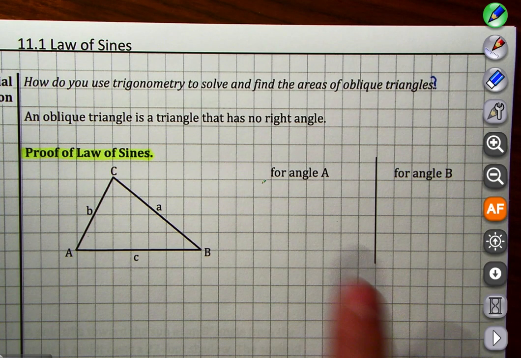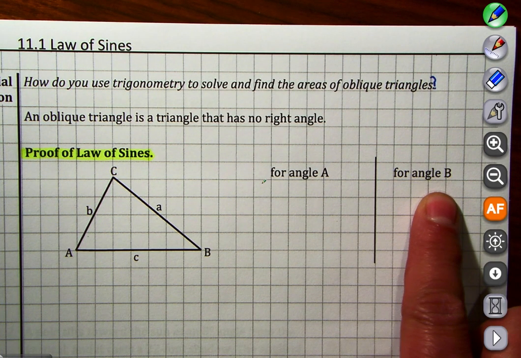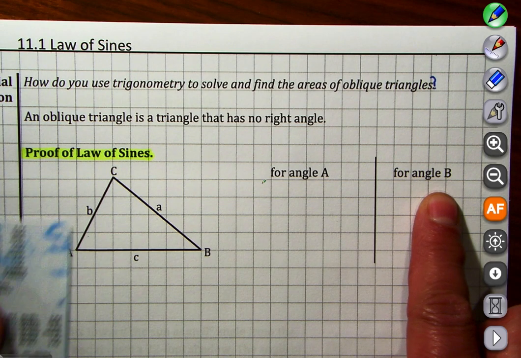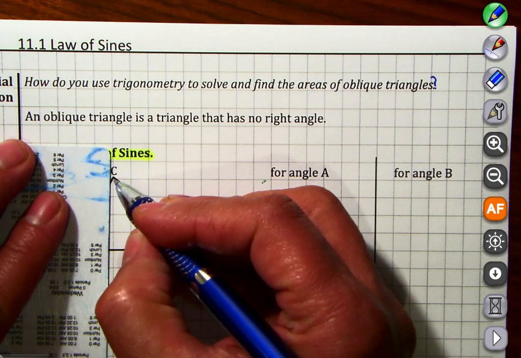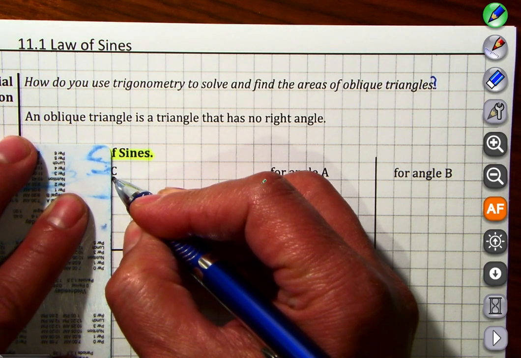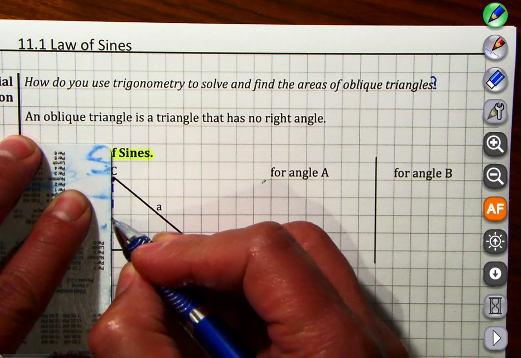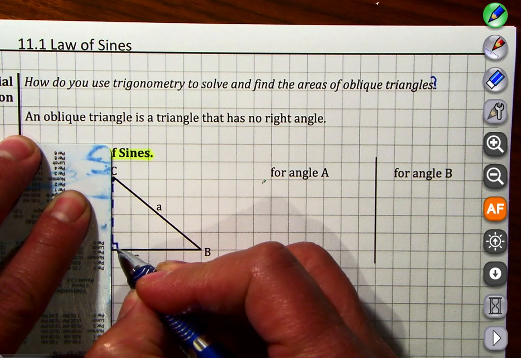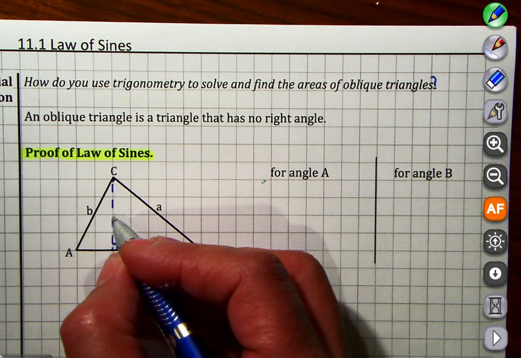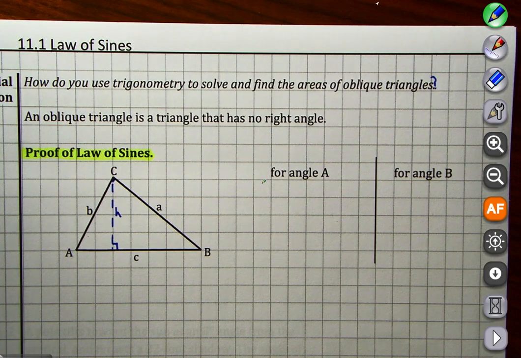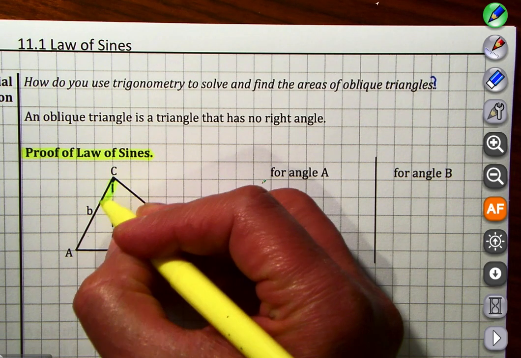So therefore, we have angle A and angle B. What we're going to do first is draw a line from point C. We are going to draw a line perpendicular to the base, which will make this line an altitude, or the height. So we're going to call that h. And we are going to use this triangle on the left hand side.